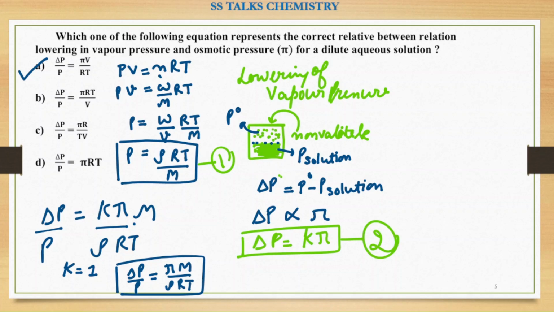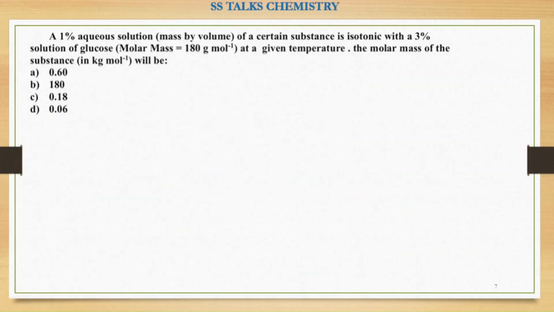Okay. Next, we have this question. It says a 1% aqueous solution of a certain mass is isotonic. The word iso means the same, and tonic means the same osmotic pressure. I'm explaining each term because I know students generally have forgotten this chapter from the previous years, so as much as possible we will be clearing the concepts. A 1% aqueous solution which is given to us is mass by volume. So this is also your concentration term.